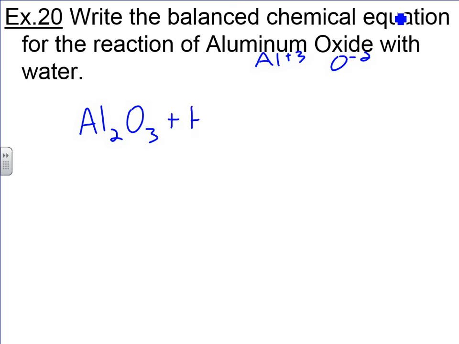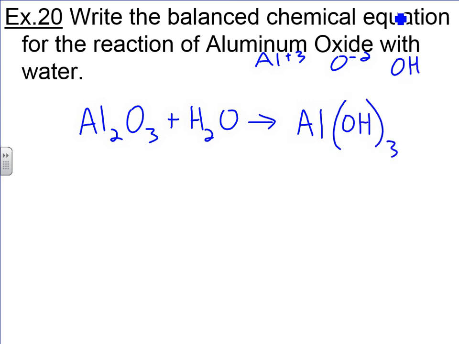Now, here we have a metal oxide plus water. What does it form? It forms a metal hydroxide. So we'll actually write aluminum hydroxide. Aluminum hydroxide should be Al(OH)3 because hydroxide, remember, has a -1 charge. And this is the equation. Now, make sure you balance the equation.